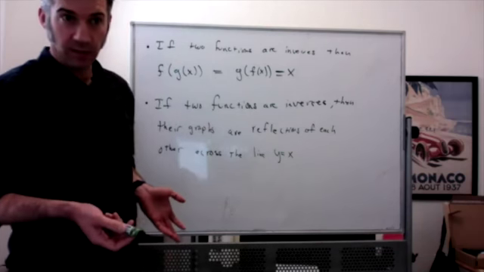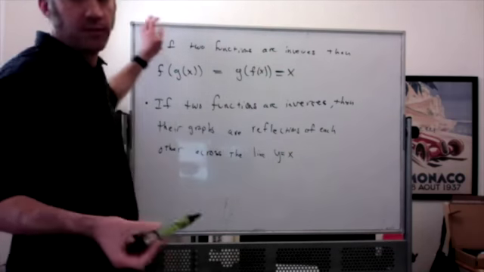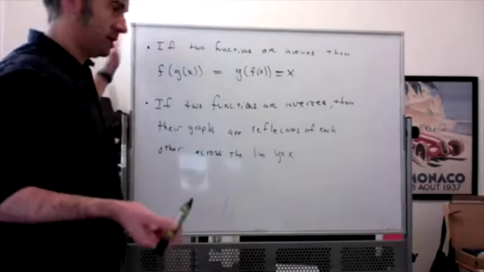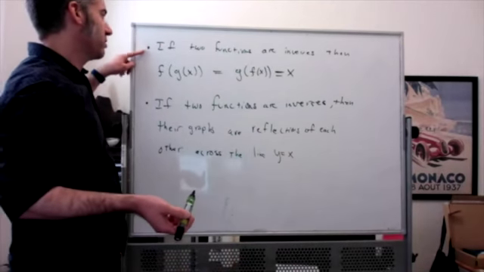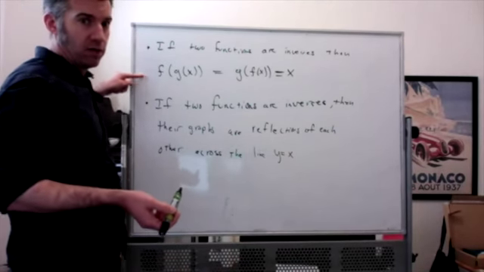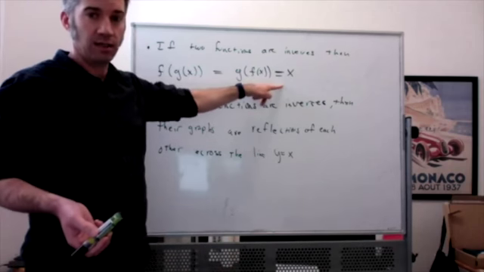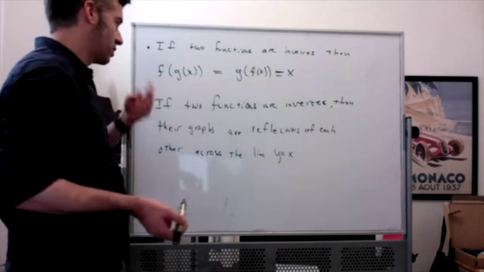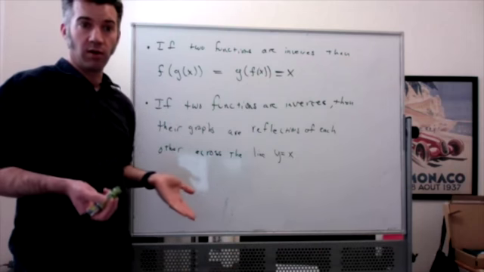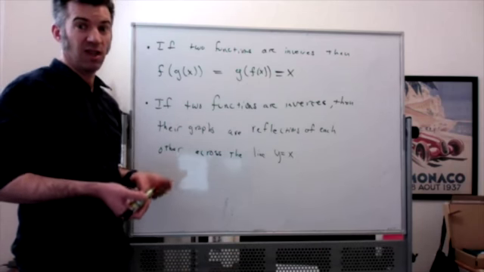There are lots of examples of this. We'll draw a few of them here. So again, just to say it again, for inverse functions f and g, f of g of x equals g of f of x equals x. And for inverse functions, their graphs are mirror images or reflections of each other across the line y equals x.